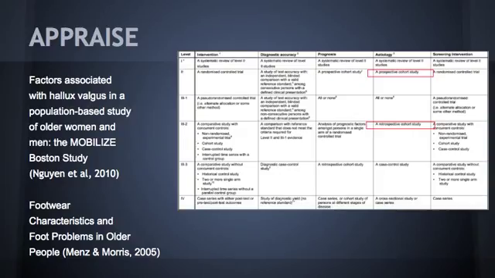To complete this inquiry, we were guided to accurately identify the level of evidence of two studies using the National Health and Medical Research Council evidence hierarchy. The first article I appraised was titled Footwear Characteristics and Foot Problems in Older People, written by Menz and Morris in 2005. The objective of the study was to examine the relationship between footwear characteristics and the prevalence of common forefoot problems in older people.